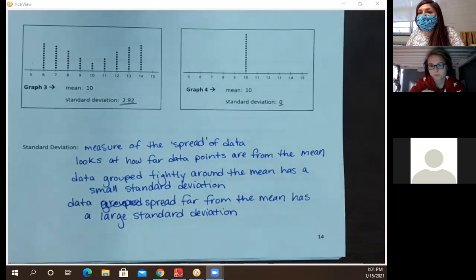So again, standard deviation is telling me how far my data is spread from the mean. Is it really tightly packed around the mean? Is it mostly far away from the mean? Is it spread pretty evenly? That's what standard deviation is looking at. Questions for me so far?